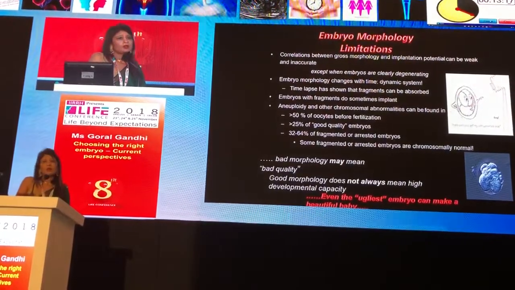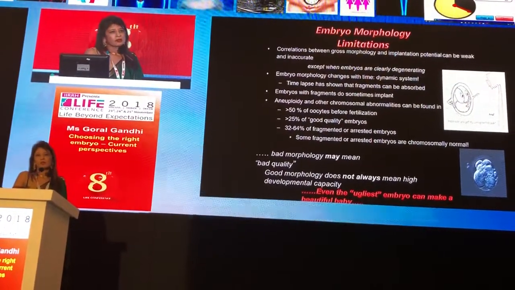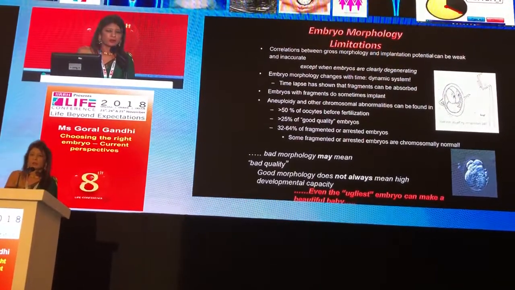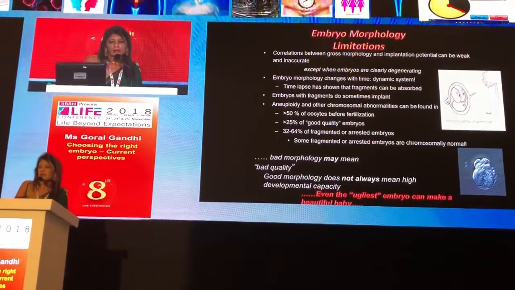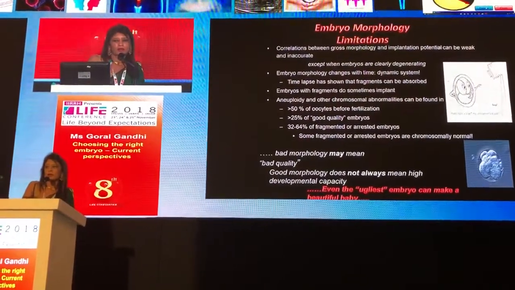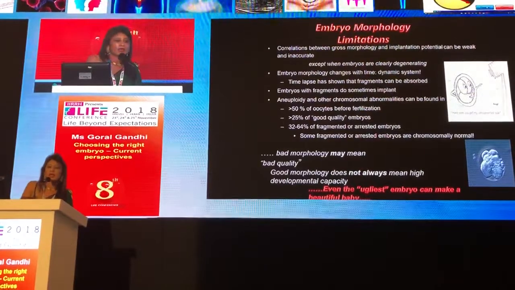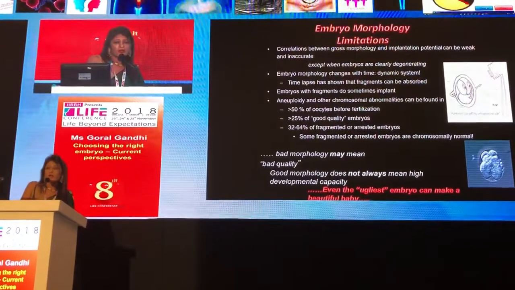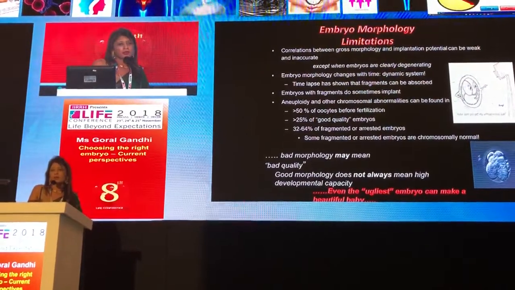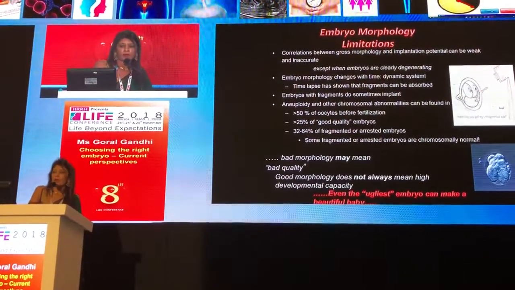So we learn a lot from the traditional morphological grading. However, this embryo morphology grading has a lot of limitations. The main limitation being that the correlations between gross morphology and implantation potential can be weak and inaccurate, except when, of course, the embryos are clearly degenerating. When they are clearly degenerating, we can make out and we deselect those embryos.